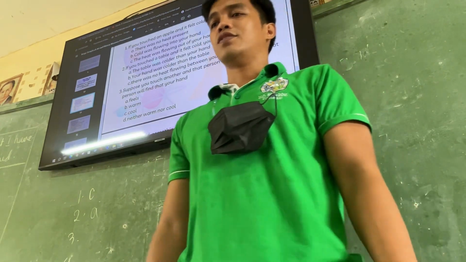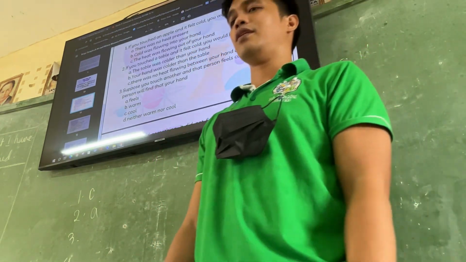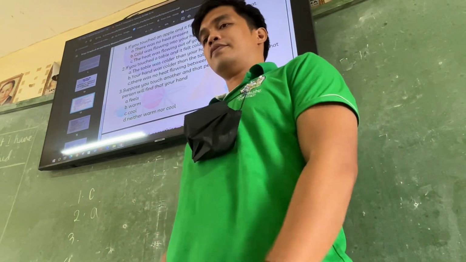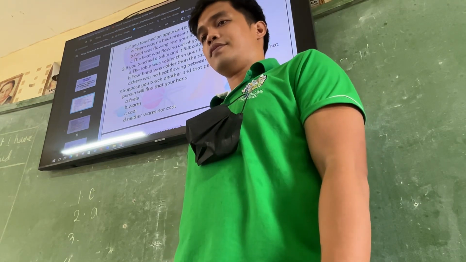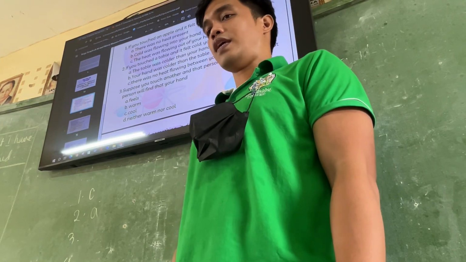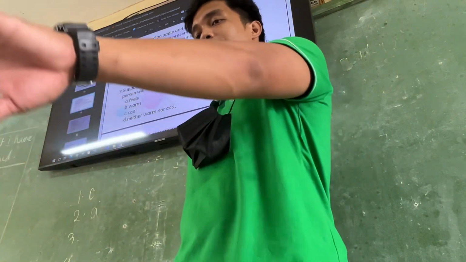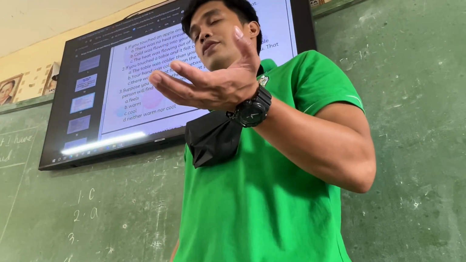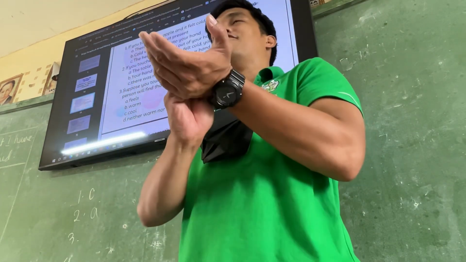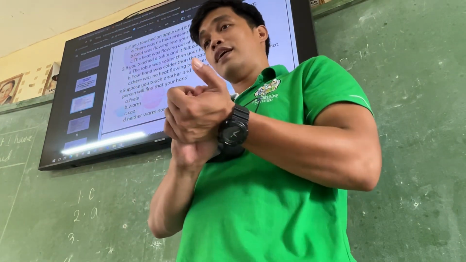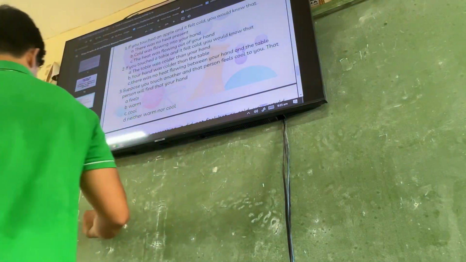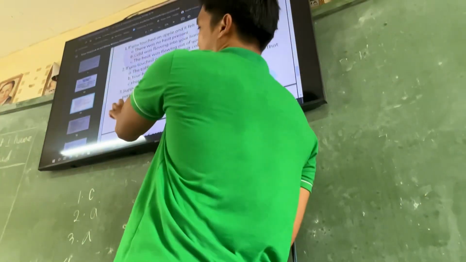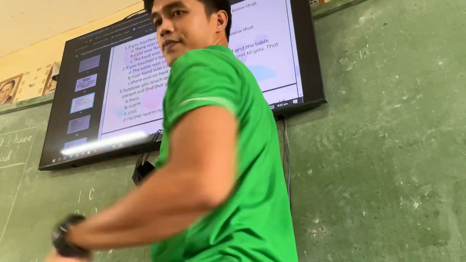Number 3. Suppose you touch another person and he feels cold. Say the person is colder than you. When you touch him, he will feel that your hand is warm. Very good. It's A. This one, A.